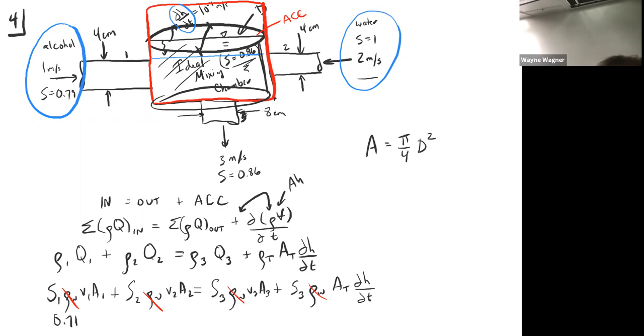So what I'm going to do here is go ahead and write in, so V1 is 1 meter per second. In the area here, I'm not going to bother with the pi over 4 because they're going to be a pi, well, you know what, I'll just put the pi over 4 in there, it's no problem. And then d squared.